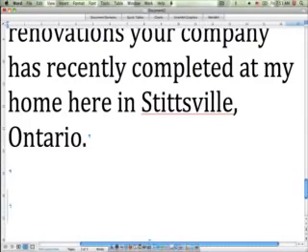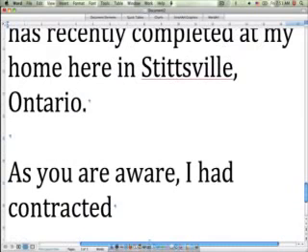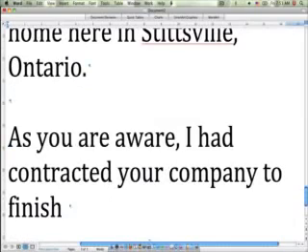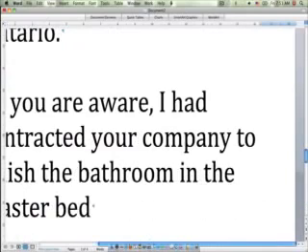So now usually when you hire somebody to do renovations at your house, there's some kind of contract, and both sides agree to a period of time in which the renovations are going to be completed. So I might start with something like, as you are aware, I had contracted your company to finish the bathroom, and maybe we'll even add in the master bedroom.